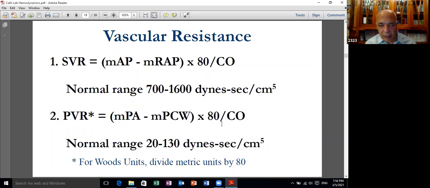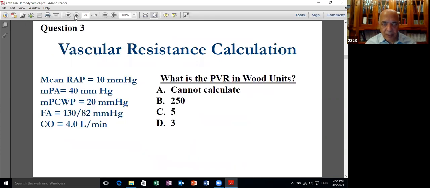And if you wanted to get it in metric units, you multiply by 80. The normal pulmonary vascular resistance varies between 1 and 2 Wood units, or 20 and 130 metric units. So the change between Wood units and metric units is just you multiply by 80 to get the metric units, divide by 80 to get the Wood units. We frequently use the Wood units.